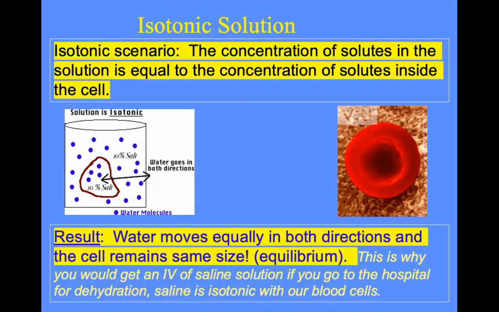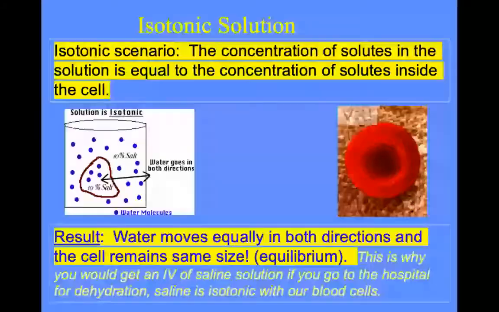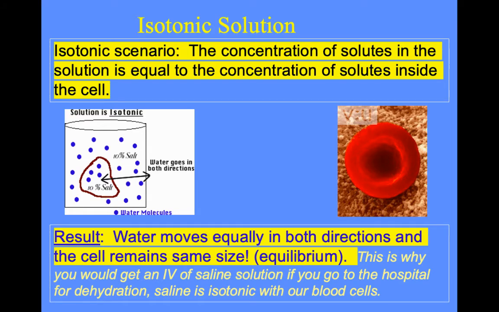If your cells are placed into an isotonic solution, then they will be at equilibrium. Water will move across the membrane but remain balanced on both sides of the membrane. That's why if you go to the hospital for dehydration, they're going to give you an IV with saline solution because saline is isotonic compared to your blood cells.